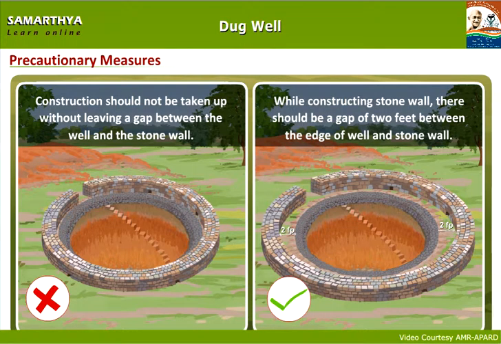Construction should not be taken up without leaving a gap between the well and the stone wall. While constructing stone wall, there should be a gap of 2 feet between the edge of the well and the stone wall.